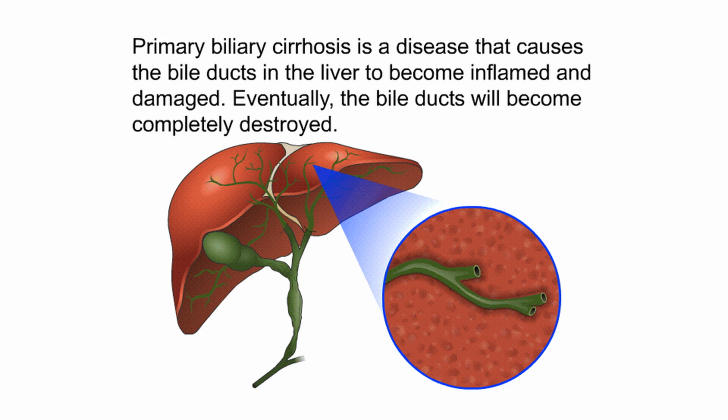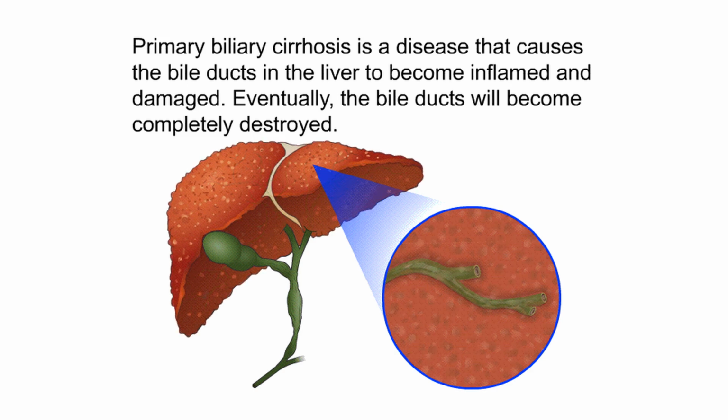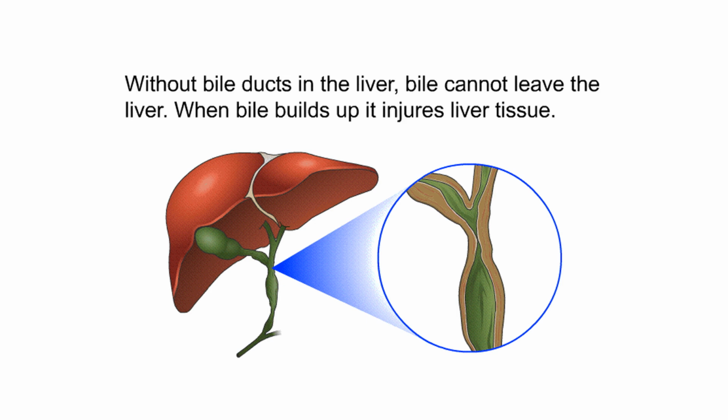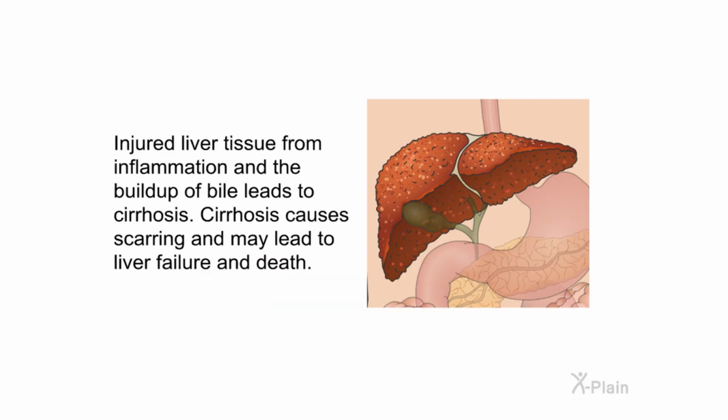Primary biliary cirrhosis. Primary biliary cirrhosis is a disease that causes the bile ducts in the liver to become inflamed and damaged. Eventually, the bile ducts will become completely destroyed. Without bile ducts in the liver, bile cannot leave the liver. When bile builds up, it injures liver tissue. Injured liver tissue from inflammation and the buildup of bile leads to cirrhosis.